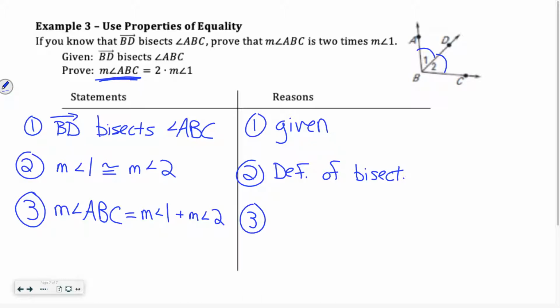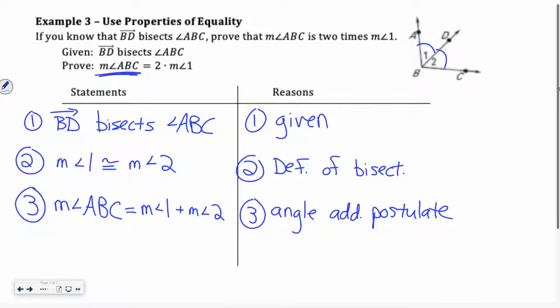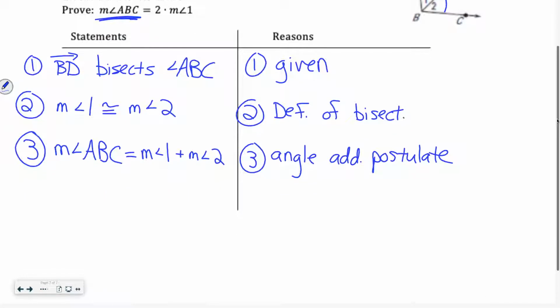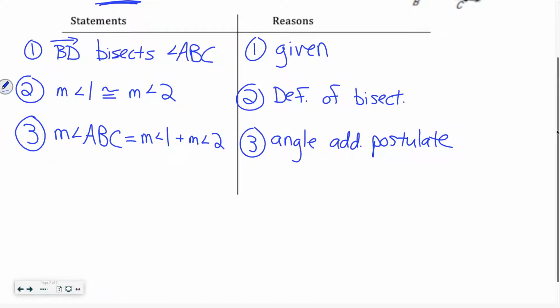Okay. Now for your reasoning, what two things did you add up? We added up two different angles. So the reasoning would be angle addition postulate. Okay, we actually have two more steps. So looking at step 2, we said that angle 1 is equal to angle 2. And then down here, we have angle 1 and angle 2.